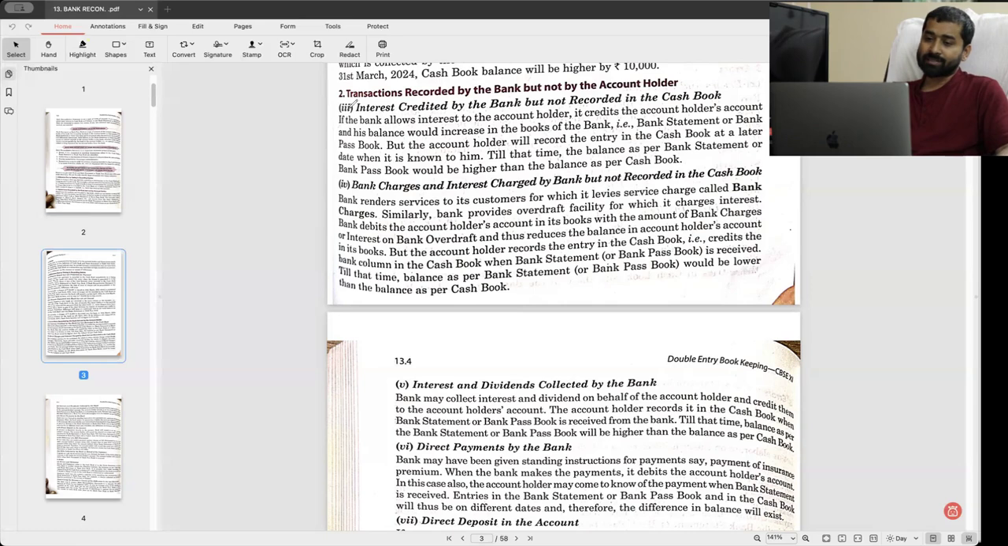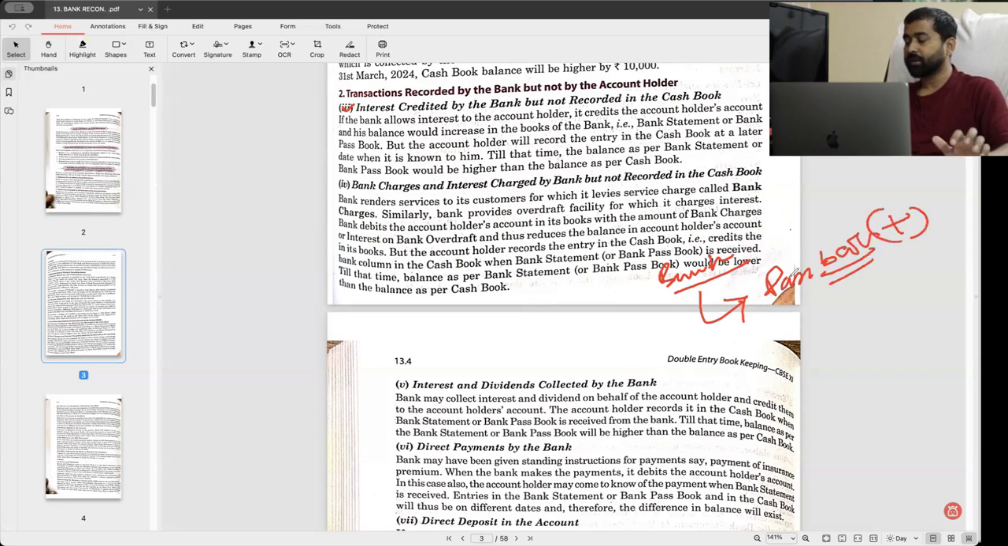Next, interest credited by the bank but not recorded in the cash book. Now think about bank interest credited to your account. That means the passbook amount already increases. The interest is already added, credited. Got my point? Passbook credited means the bank already added it. I already told you, passbook debit means subtract, credit means add.